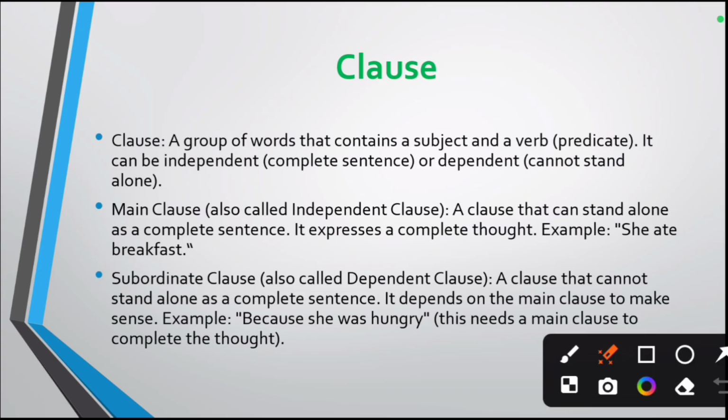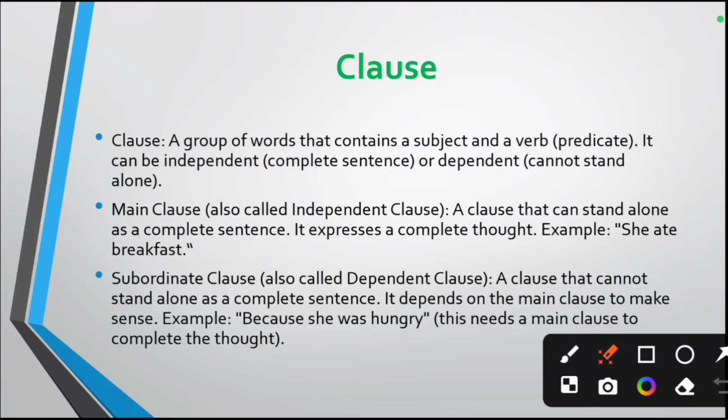As I told you earlier, I will explain clause. What is a clause? A clause is a group of words that contains a subject and a verb, meaning a predicate. If in a sentence a verb is there and a subject is there, then that is called a clause. Clauses can be of two types: independent clause and dependent clause. An independent clause will always be a complete sentence. It is also known as the main clause.